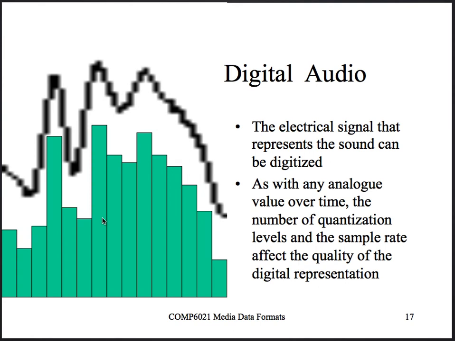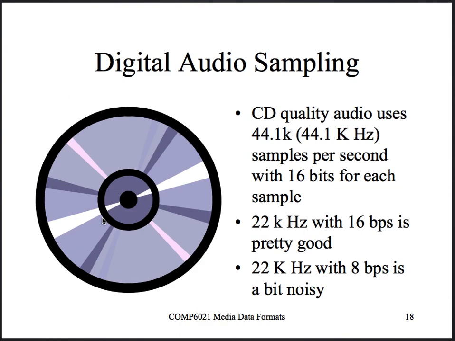This isn't a very sharp image here. Oh, actually, your screens are quite shabby today. Sorry, I didn't realize that. But basically, you have a signal that is varying over time. And as with any value, over time you can have a number of quantization levels and a sampling rate. Those two things are going to affect the quality of the digital representation. So you can sample very often, or you can sample less frequently. And each sample can be represented using more or fewer quantization levels. Many of the things we did with images, with colors, with pixels, we can do with sound also.